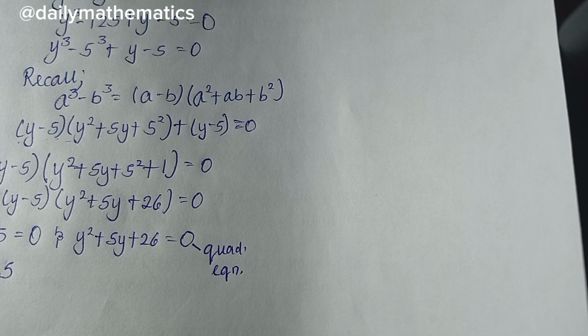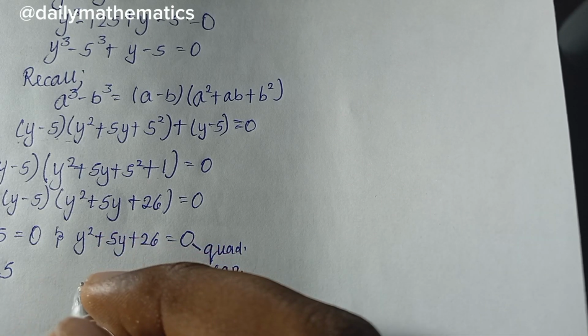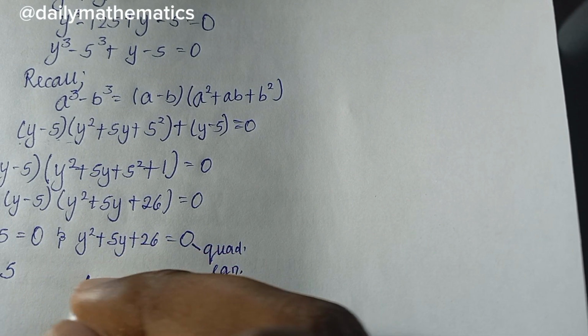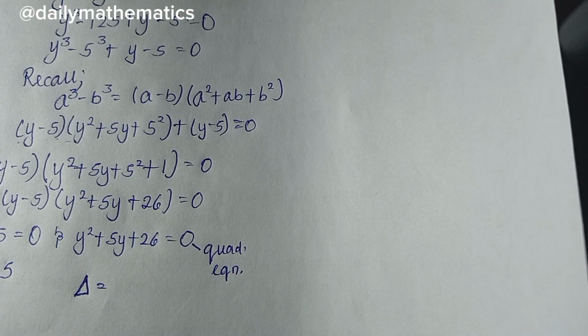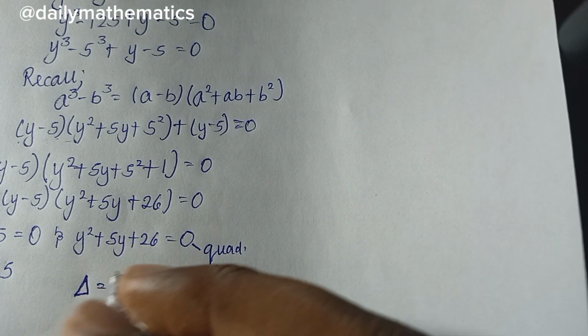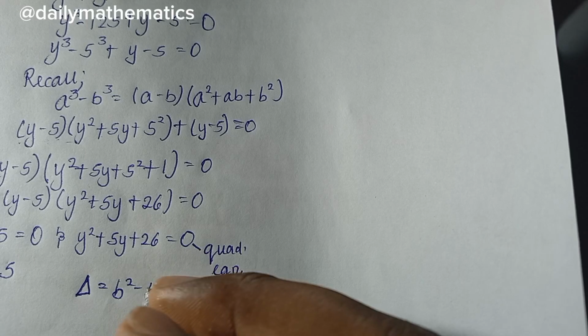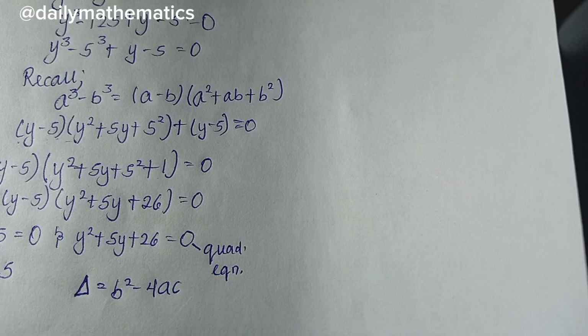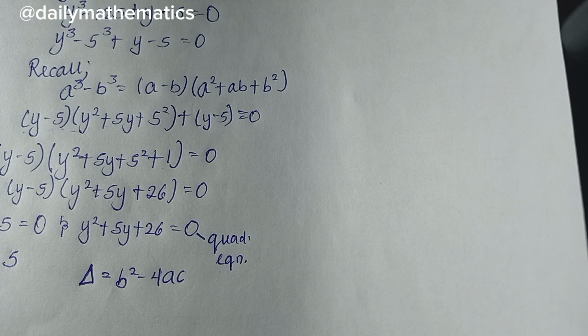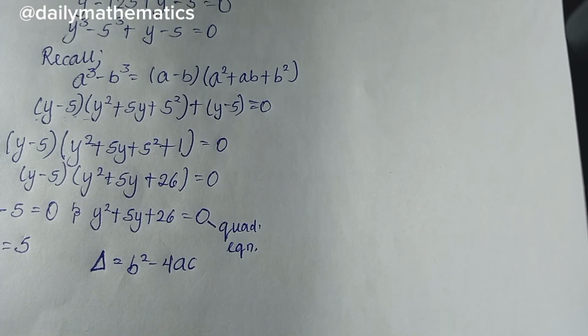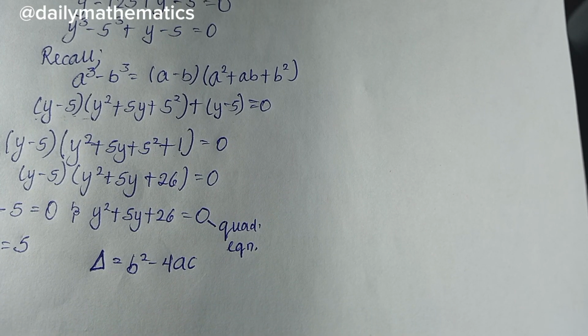But before we use our quadratic equation formula, we can actually find out if it's going to be positive or negative by using the formula delta equals b squared minus 4ac. Now, what does this formula help us to work out? It helps us to know if what we're getting is going to be a positive root or negative root. So we will not waste our time with our solutions and all that.